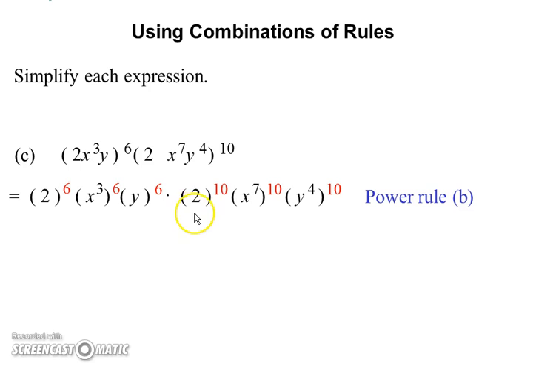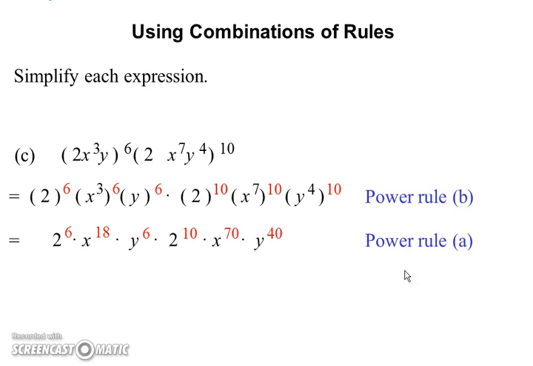Also apply the power rule to the second expression. So everything in the parentheses we raise to the 10th power: 2 to the 10th power, x to the 7th raised to the 10th power, and y to the 4th raised to the 10th power. Now, once we take the time and break the problem down like this into smaller parts, it becomes a little bit easier to work with.